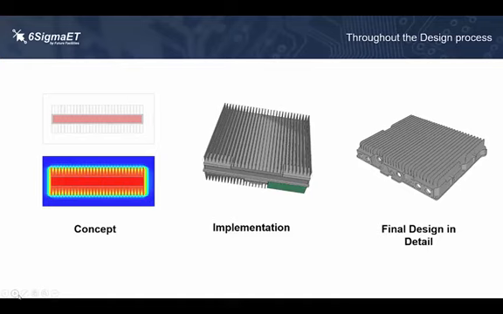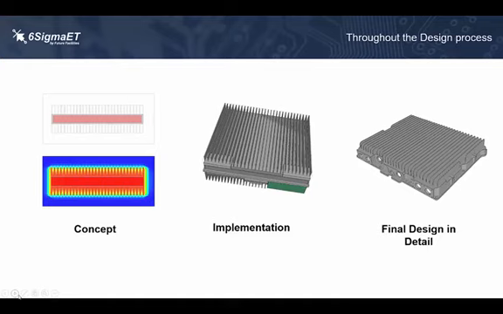And I just wanted to note that 6SigmaET can model at all stages of the design process, from concept in parallel when you're doing some early designs, the implementation of the design, right through to when you've got the final designs and it's all been finalized and you've got the final CAD and you're just doing a final check. Obviously the earlier you can identify a problem, the easier it is to fix it, really.